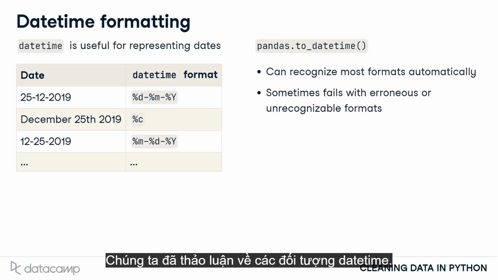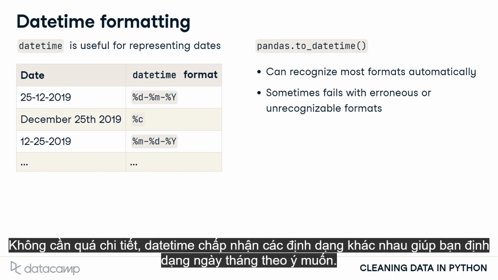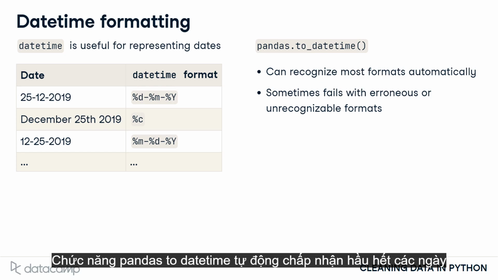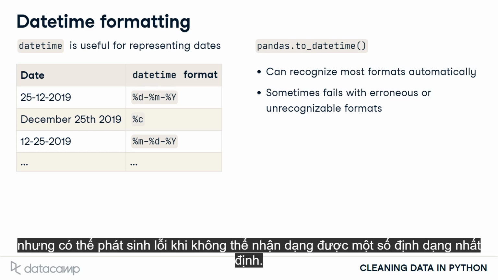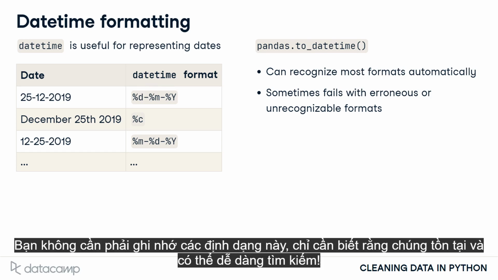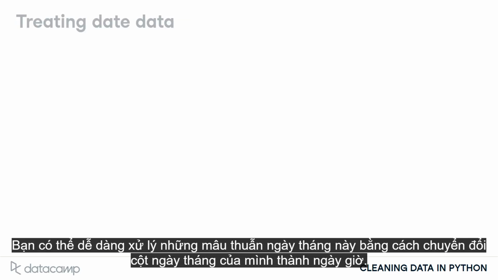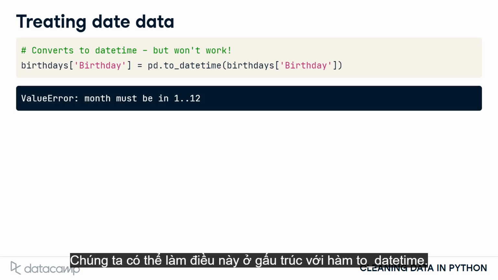We already discussed datetime objects. Without getting too much into the details, datetime accepts different formats that help you format your dates as pleased. The pandas to_datetime function automatically accepts most date formats, but could raise errors when certain formats are unrecognizable. You don't have to memorize these formats, just know that they exist and are easily searchable. You can treat these date inconsistencies easily by converting your date column to datetime. We can do this in pandas with the to_datetime function.